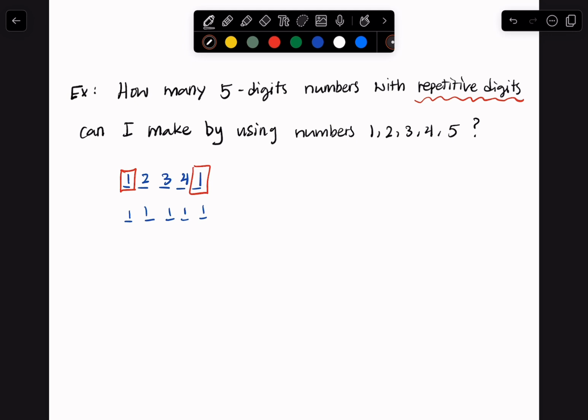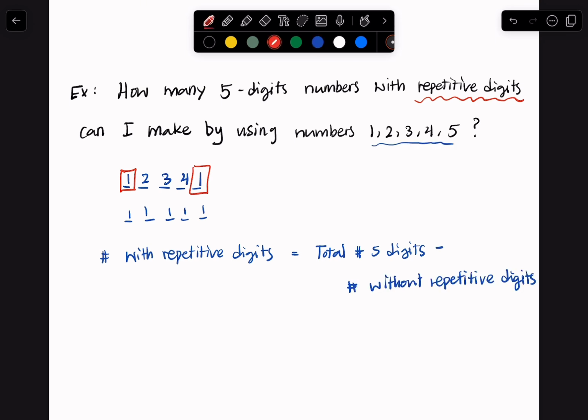So usually, once you see this kind of situation, you should think of a strategy to not calculate the question directly. Hopefully, you notice the fact that the number of 5-digit numbers with repetitive digits will just equal the number of total 5-digit numbers minus the 5-digit numbers with no repetitive digits. And of course, we're just using the numbers 1, 2, 3, 4, and 5.